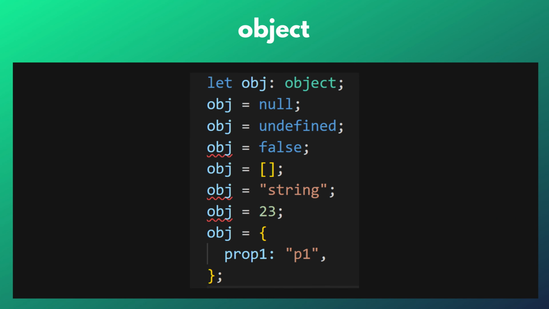Object. As you can see, we cannot assign a false value, a string, or a number to an object.